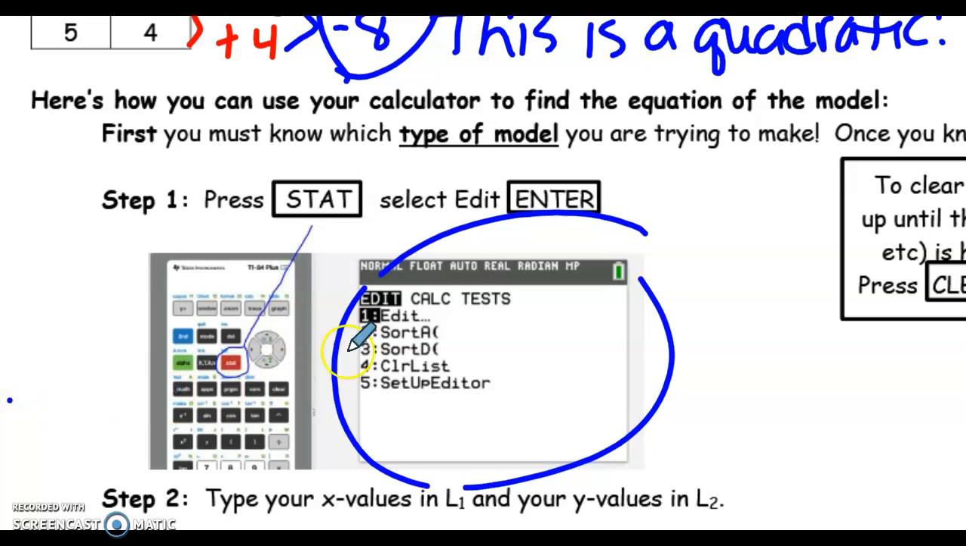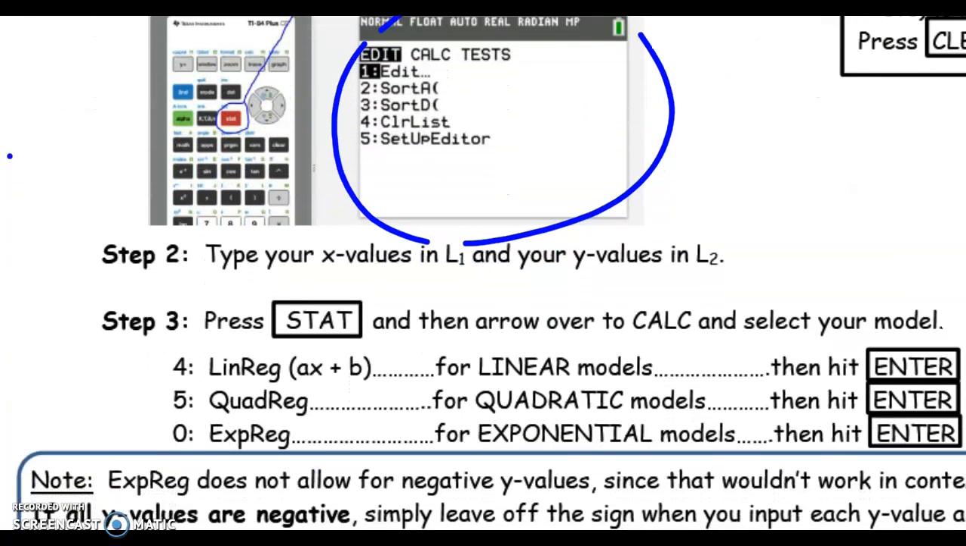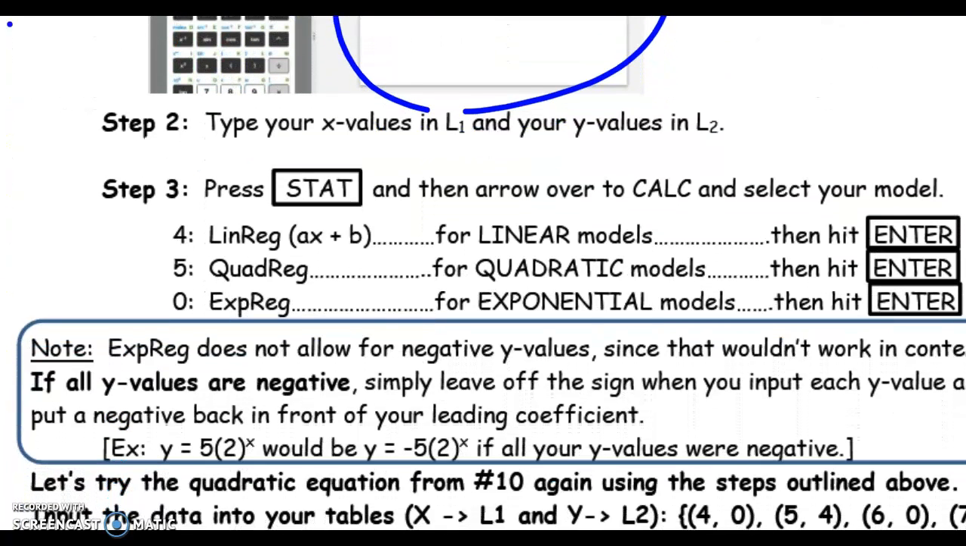Okay, so taking a look here, you have all the calculator instructions that you'd need, in case you want to come back and look at this again. There is a little bit of a note that exponential regression does not allow for the Y values to be negative. So if you ever find yourself in a situation where that happens, just don't type in the negative sign.